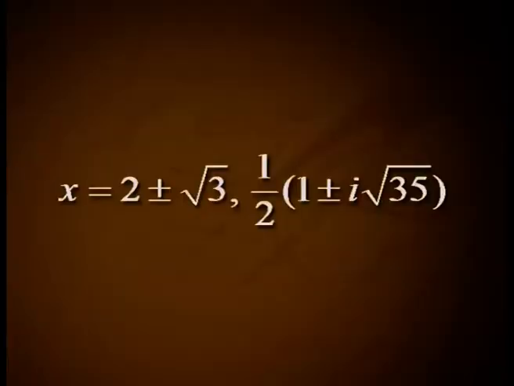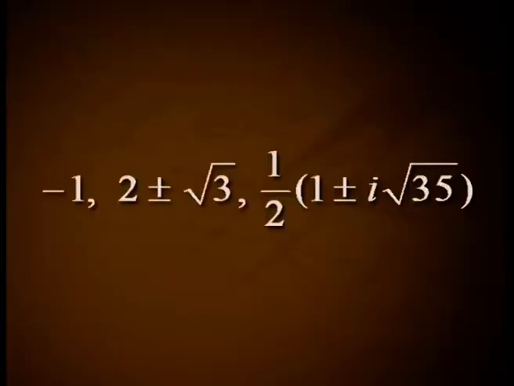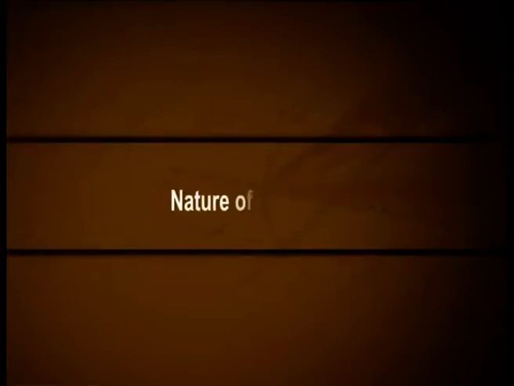Hence, x equal to 2 plus or minus root 3 (1/2)(1 plus or minus i root 35). Hence, the roots are minus 1, 2 plus or minus root 3, (1/2)(1 plus or minus i root 35). Nature of roots.